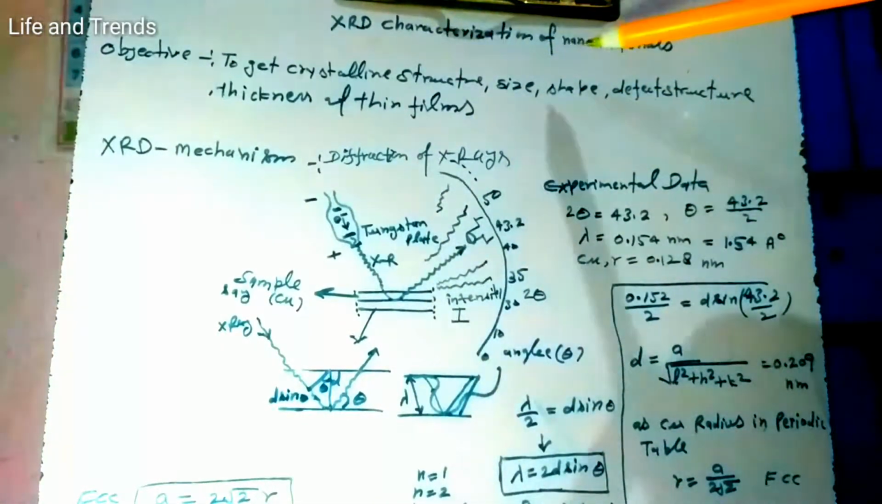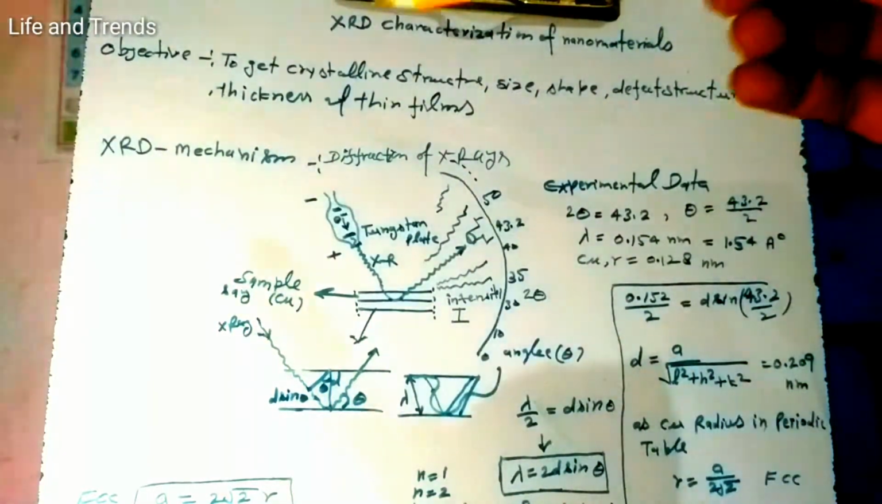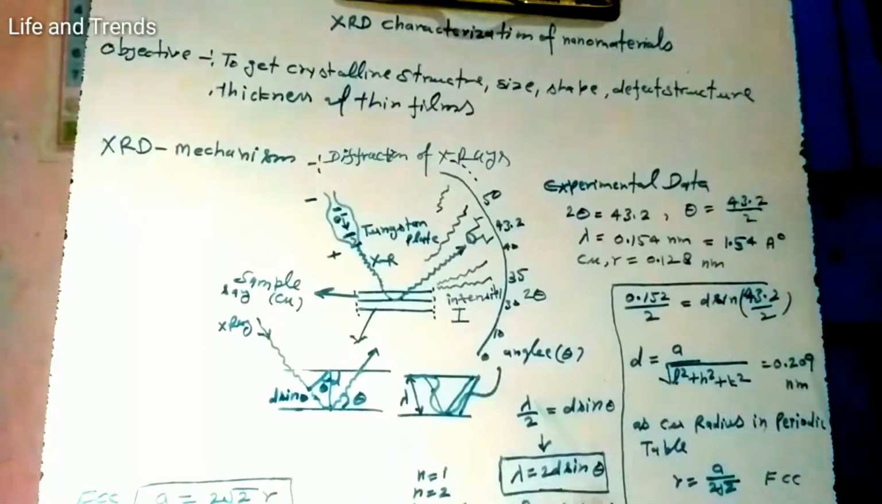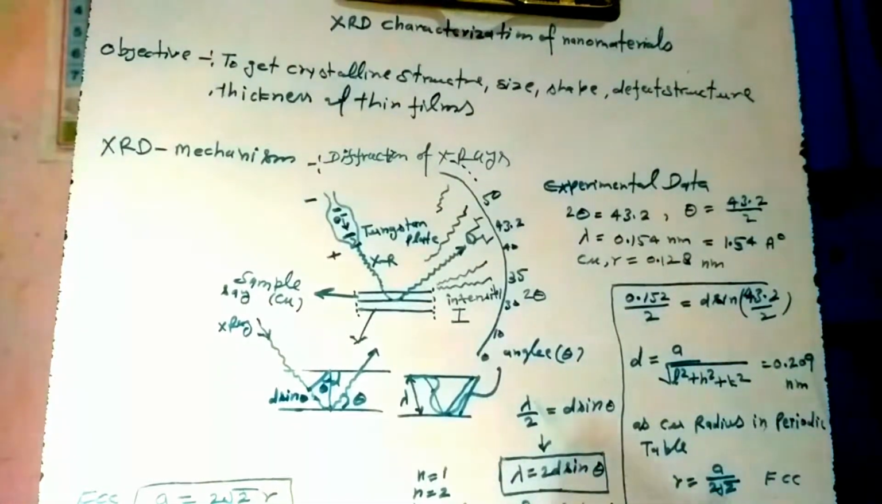XRD characterization of nanomaterials. The objective of this characterization technique XRD is to find out the crystalline structure, the size of structure and the shape, defect structure, thickness of the thin film. XRD mechanism. How does the XRD technique work?